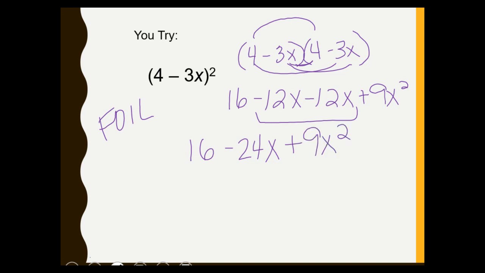Notice that this is written in ascending order. If you want to write it in descending order, you just rearrange it and put 9x squared minus 24x plus 16.